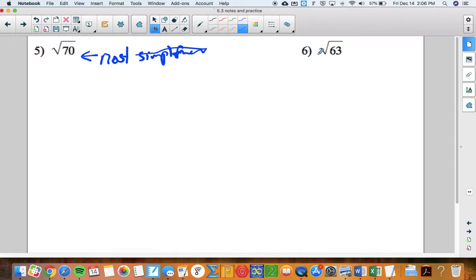There, that's simplified. 9 goes into 63 7 times, so it's equivalent to the square root of 9 times the square root of 7. And again, we used a perfect square. I like to put that out front because we want our whole number out in front. The square root of 9 is 3. So the best answer is 3 times the square root of 7.